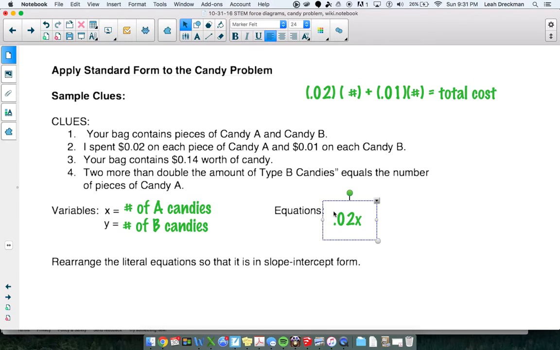So I'm going to say 0.02x, because notice x represented the number of A candies. So your second clue says every piece of A candy costs 2 cents. Well, if I take 2 cents times 3, that means I spent 6 cents on 3 pieces of that kind of candy. All right, but there's not just one kind of candy. There's another kind. And so I'm going to call that candy Y. And together I know they cost 14 cents.